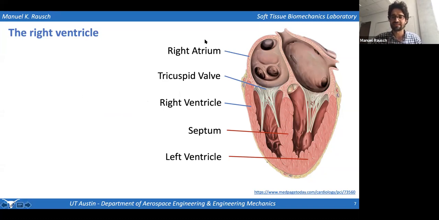Basically the blood returns from your body into the right atrium, which is the chamber up here, then flows through the tricuspid valve, which is the subject of the second part of this talk, into the right ventricle, which we see here. The right ventricle contracts and pumps the blood into the lung, from where it returns to the left ventricle. The two ventricles are separated by the interventricular septum.